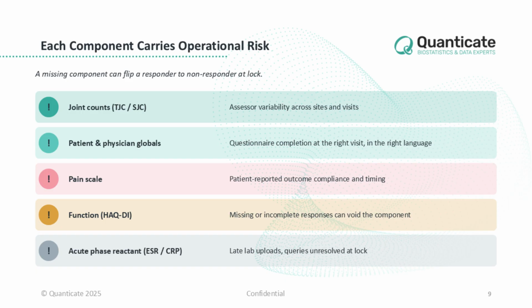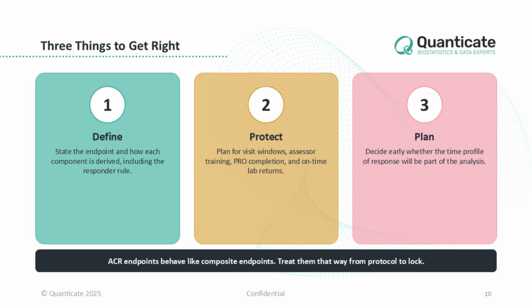ACR endpoints behave like composite endpoints because each component carries its own operational risk. From joint count variability to lab availability to patient questionnaire completion, ACR endpoints give a consistent framework for assessing improvement in rheumatoid arthritis trials, but they need careful handling. Define the endpoint clearly, protect the component data, and decide early whether the time profile of response will be part of the analysis.